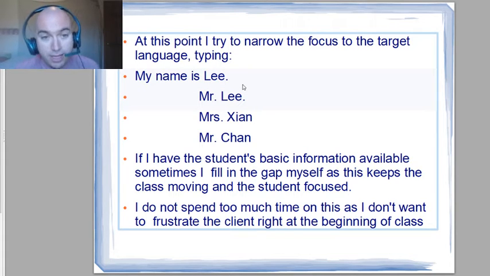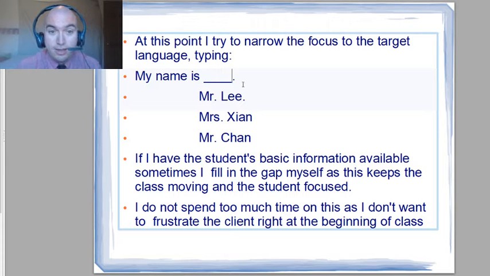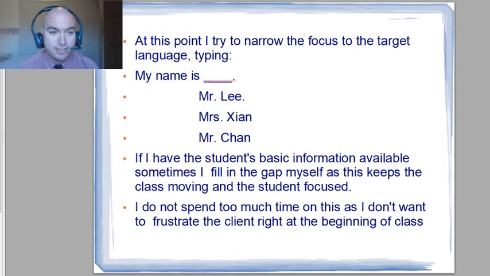I then get rid of the blank, and then I write in Lee. Very simple, and 99% of the time this will work. If it doesn't work, then I move on. Well, I will fill in the blank myself if I'm able to. I will say, "My name is Mr. Lee." I try to get them to repeat after me. Okay, but in general, I don't spend too much time with this. We have other things we can focus on, and I don't want to frustrate my student early in the lesson.